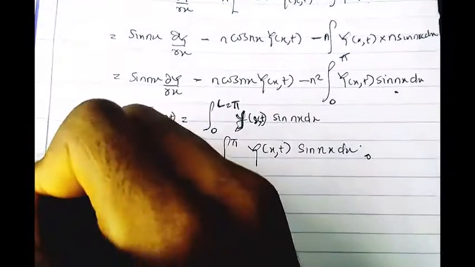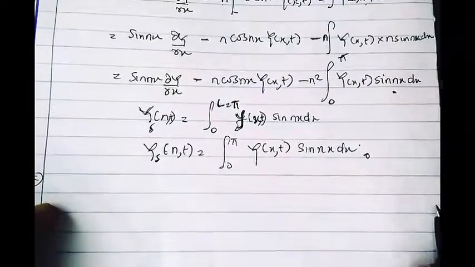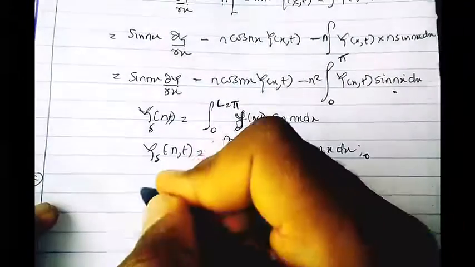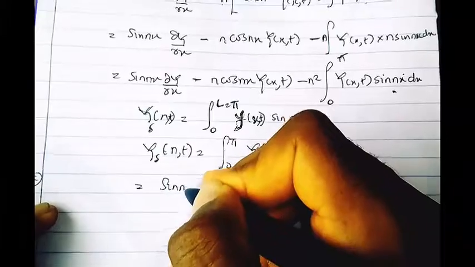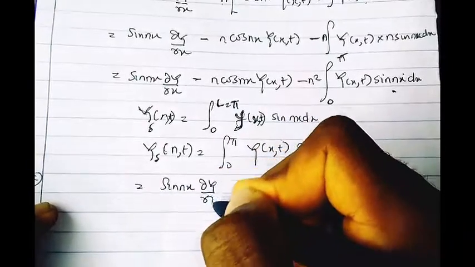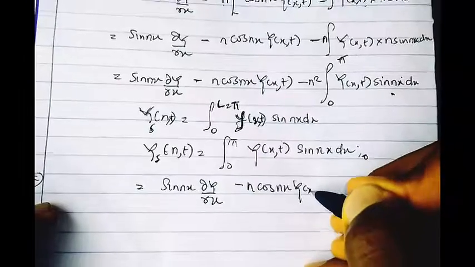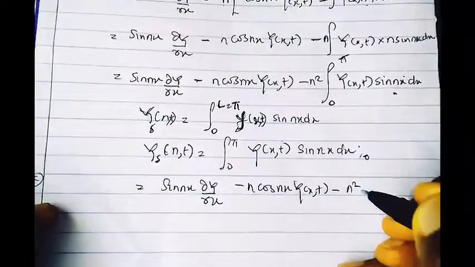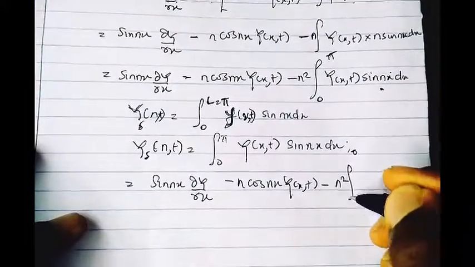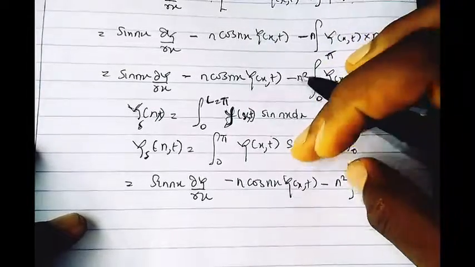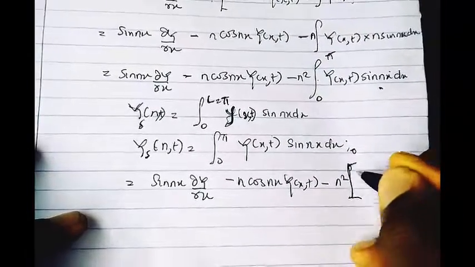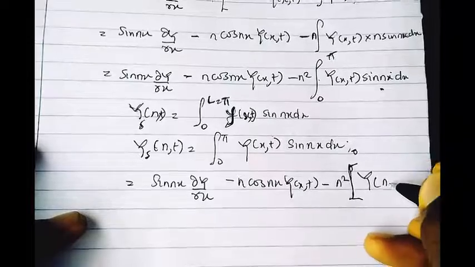So there goes my step 4. In step 4, I'm going to be substituting this now with this. So I'm left with sine nx dy/dx minus n cos nx y, which is a function of x and t, minus n square times the integral. Since I can substitute this for this now, I'm left with open brackets y, which is a function of n and t.